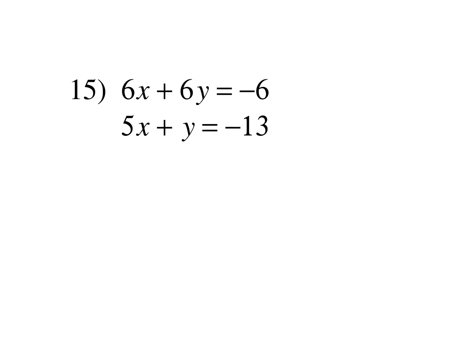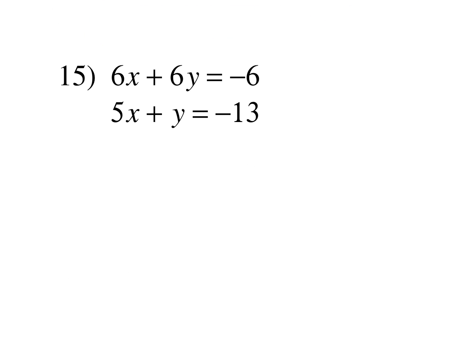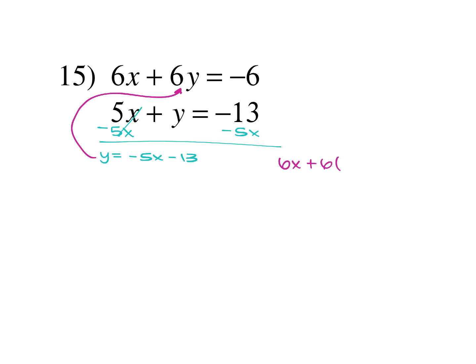For 15, we have 6x plus 6y is equal to negative 6, and 5x plus y is equal to negative 13. Which of these equations do you want to use to solve for one of the variables? The bottom. What do you want to solve for? y. Okay, so we're going to move the 5x over. We'll subtract it from each side. So that gives us y is equal to negative 5x minus 13. Take the negative 5x minus 13, plug it in for y in the top equation. So it's going to give you 6x plus 6 times negative 5x minus 13 is equal to negative 6.